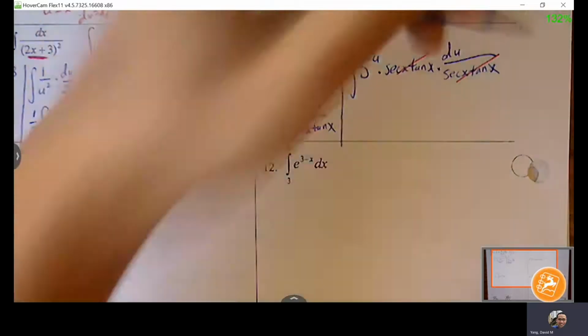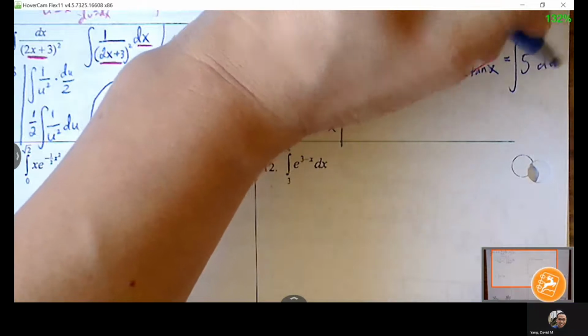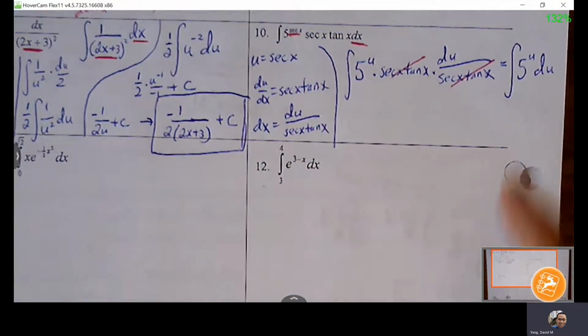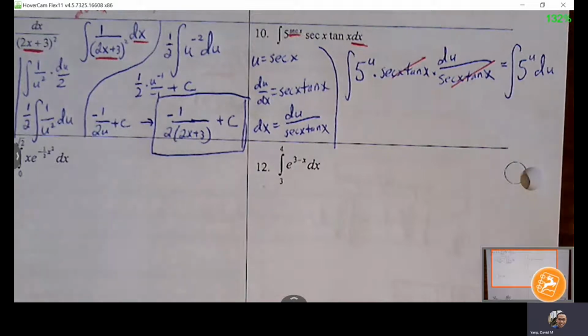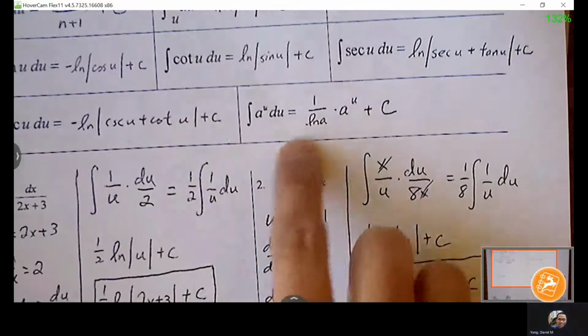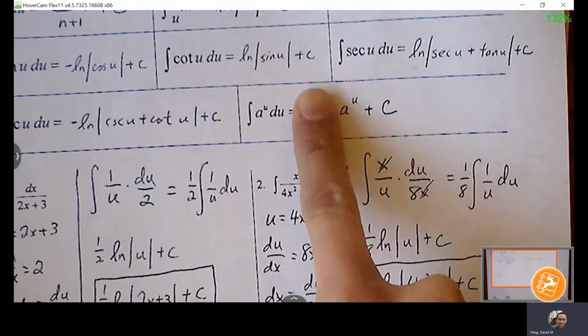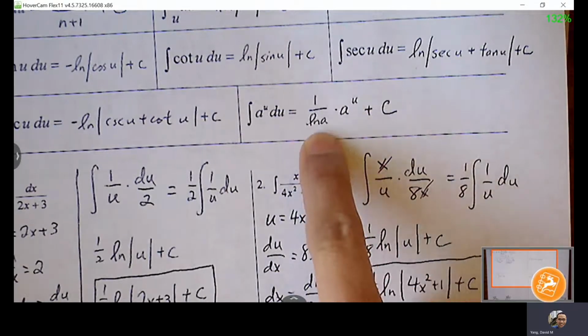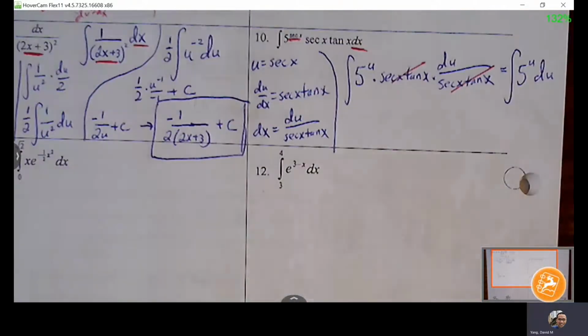So we should be able to look at the problem and see that this lines up nicely with our a to the U rule. So now we find our a to the U rule, which is 1 over natural log of a times a to the U. So it's really the original problem showing up, just a little bit of extra coefficient that needs to occur because it's not base e.